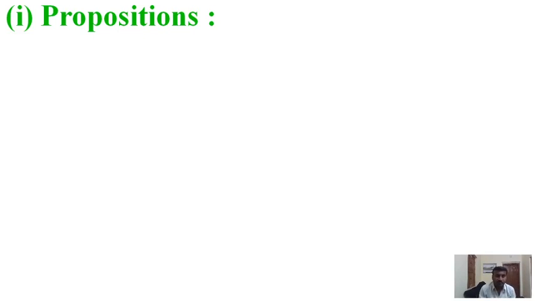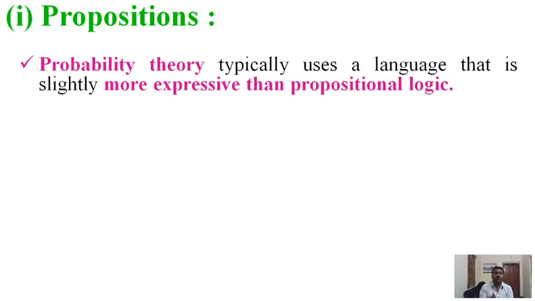So the first subpart of review of probability theory is nothing but propositions. In propositions, what they are saying about probability theory is that it typically uses a language that is slightly more expressive than propositional logic. So in probability theory, we are using a language, but it is slightly more expressive than propositional logic.